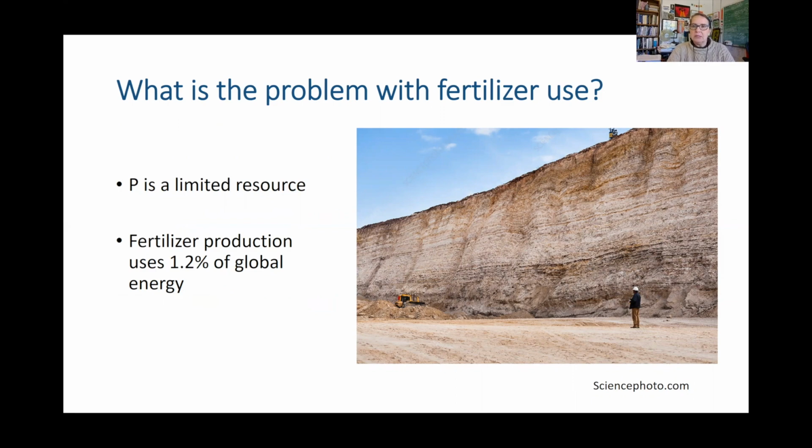Phosphorus is a major component of fertilizer, and it's a limited resource. We often don't think about the sources of phosphorus, but most of it is mined, and the vast majority of the mineable, inexpensively mineable phosphorus resources on the planet are in Morocco. And that's not in the US, so we don't have control or complete control over it. Morocco is a good ally, but nonetheless, it isn't here.